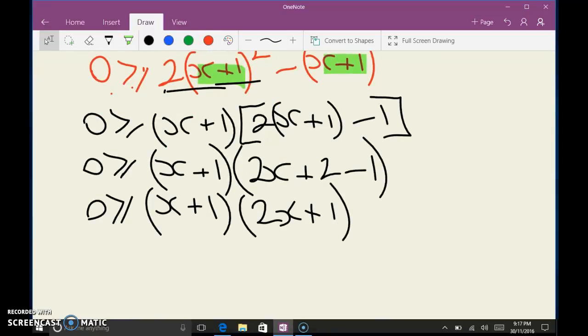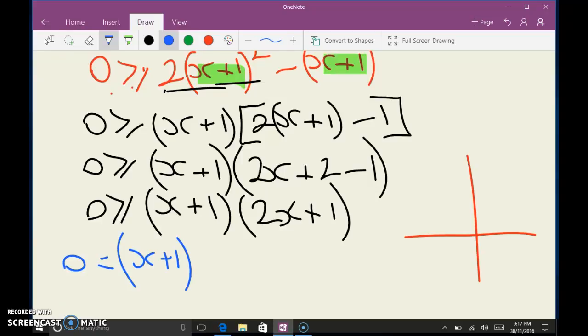Now we can find the roots, or, if you want, the x-intercepts. Once again, you can sketch the parabola and work it out, but what we need to get is, okay, what are the roots? So we've got 0 equals x plus 1, 2x plus 1. So what can x equal? x will obviously equal minus 1, and what's the other one that it will equal?